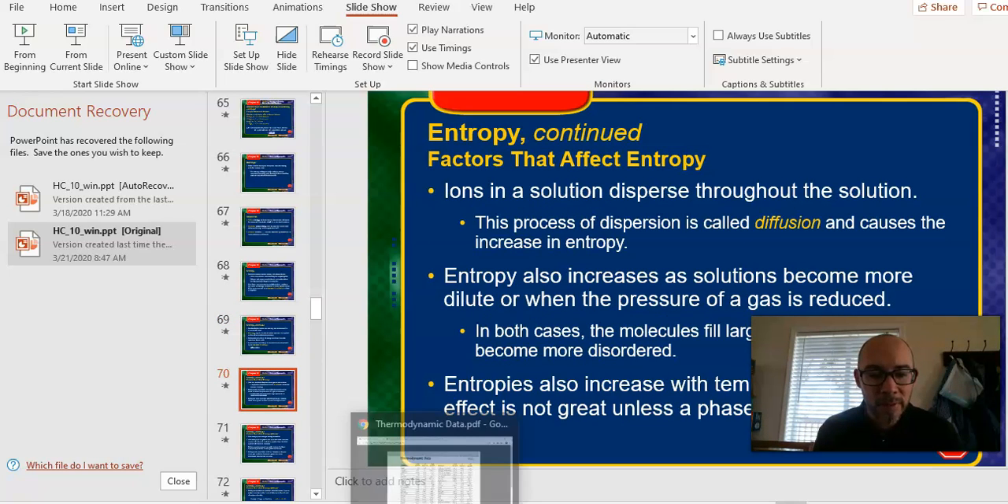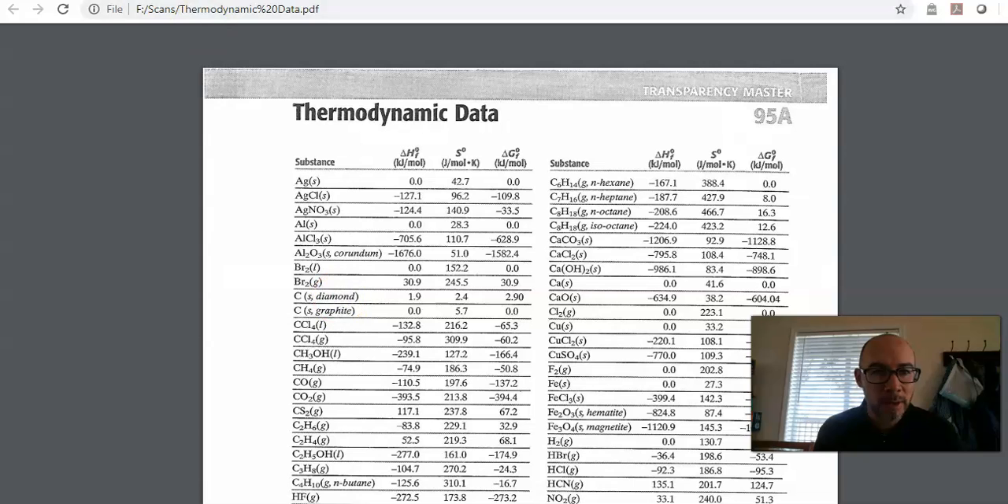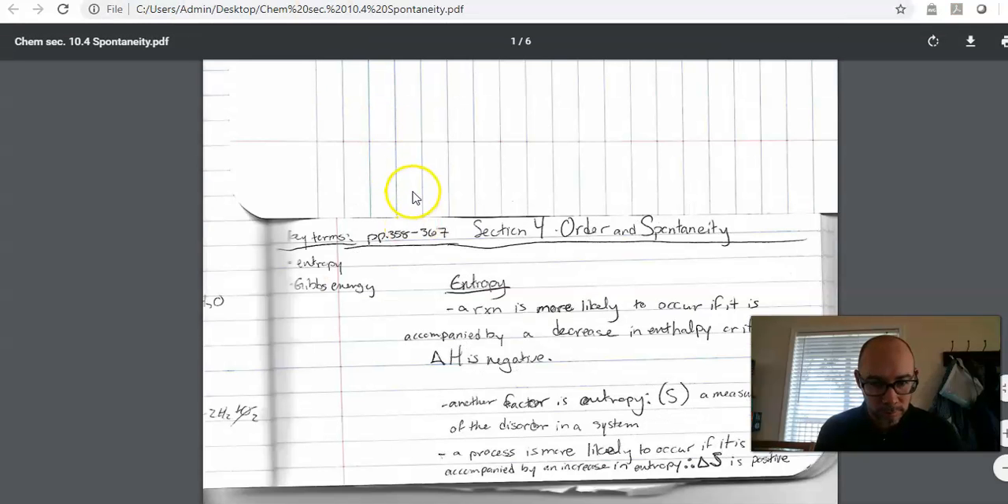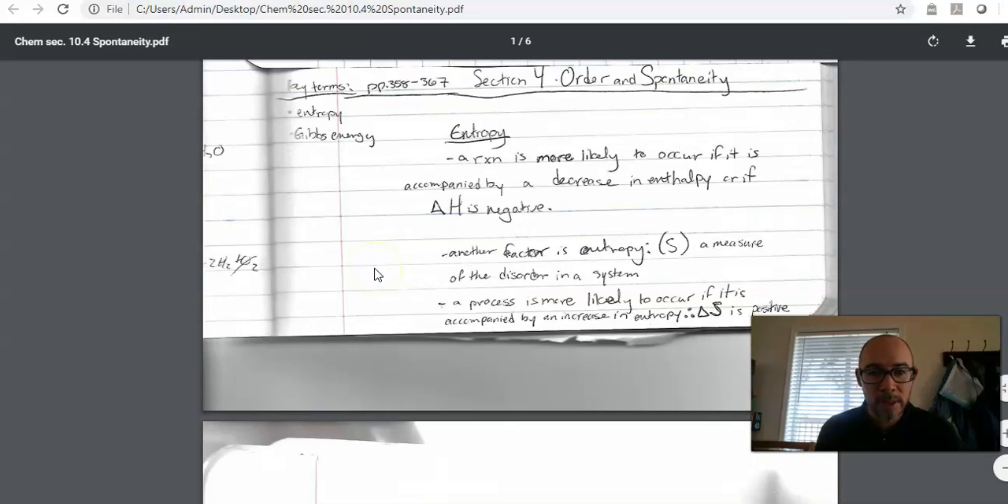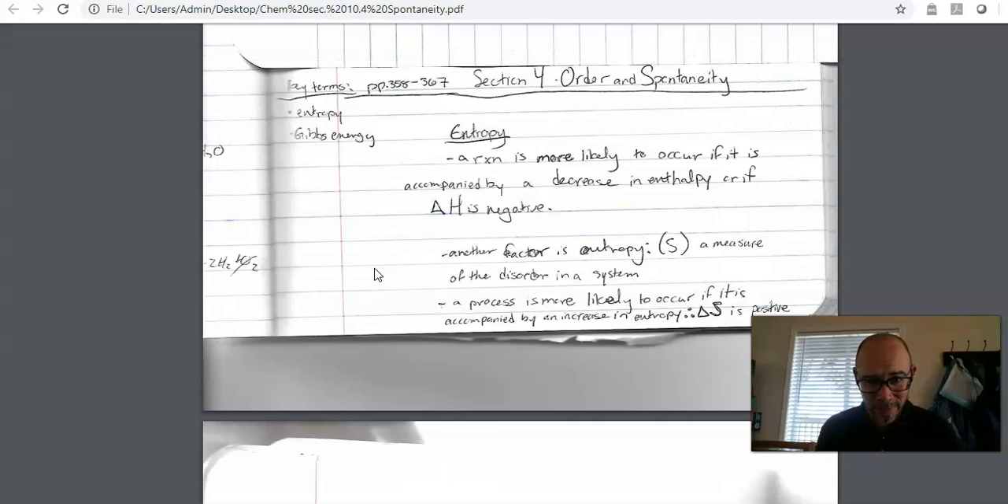Factors that affect that. Well, hang on. Let me go to my other stuff here. There's our entropy stuff. You might want to pause and write that stuff down because that's what I wrote down from the notes. Okay, so we want delta H to be negative. We want delta S to be positive. It'll make more sense when I show you the equation.